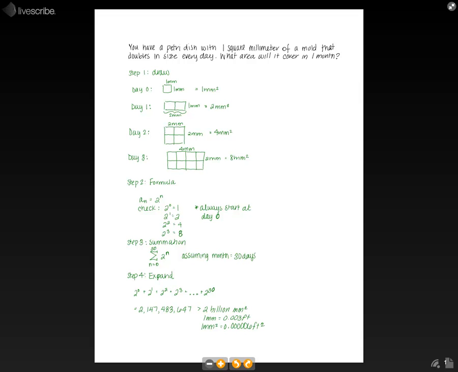Alright, so this 2 billion feet is going to be about 18,000 feet squared. So that is a very, very large number. So this right here is our final answer for the area that the mold would cover in 1 month.